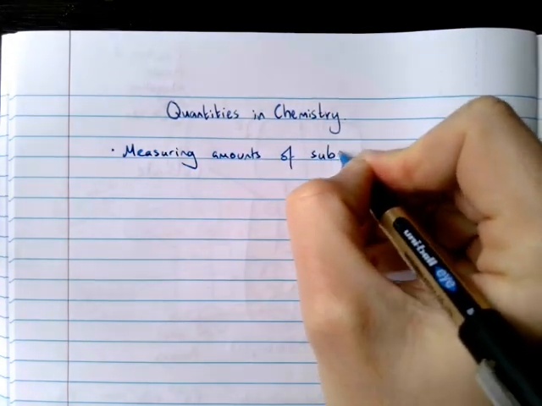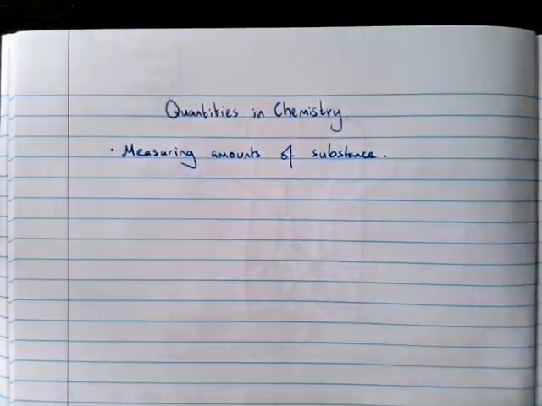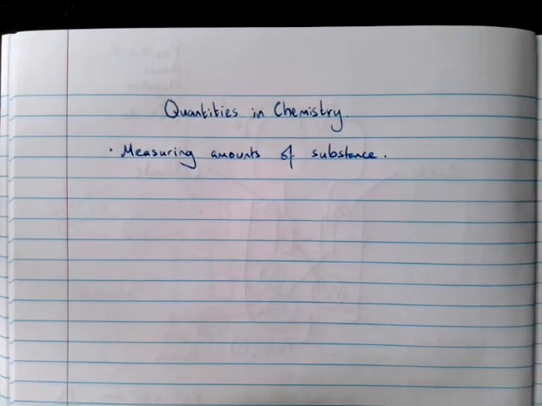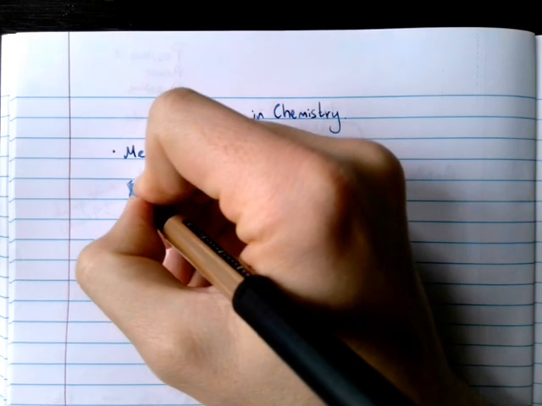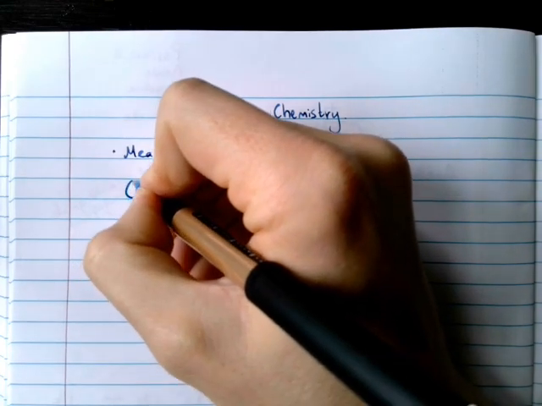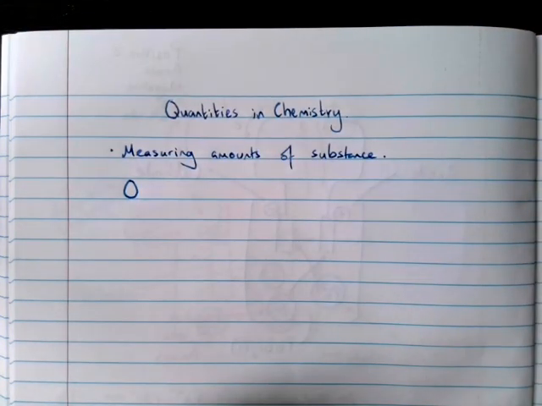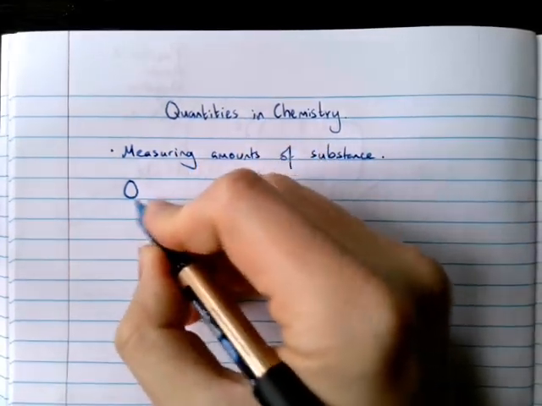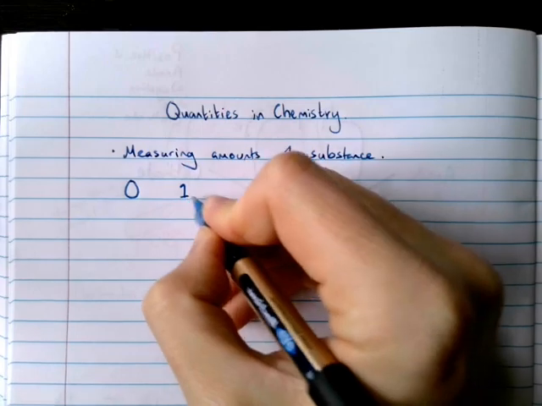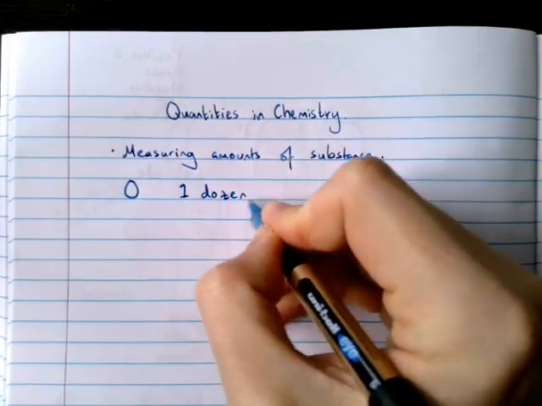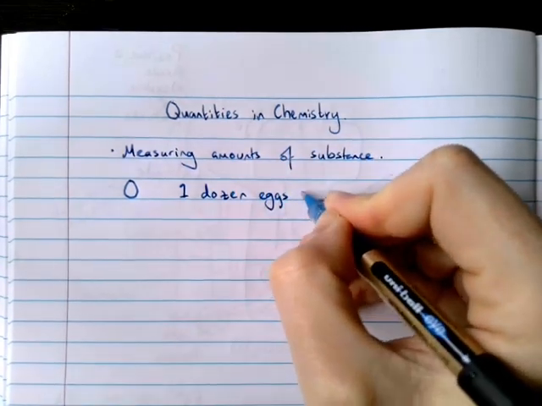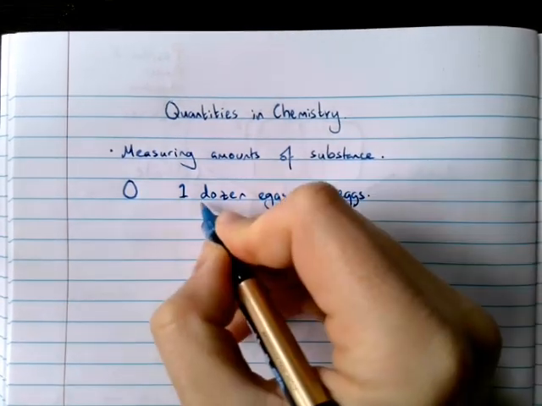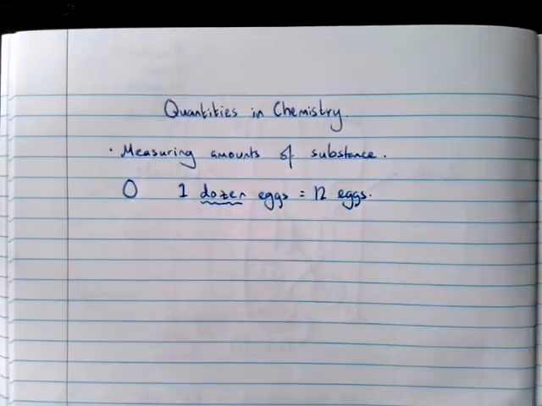Before we do this, I'm going to use an analogy, and the analogy I'm going to use is eggs. When we talk about eggs, we can talk about a dozen. So we can have 1 dozen eggs, and 1 dozen eggs equals 12 eggs. That's the definition of a dozen, it is 12.